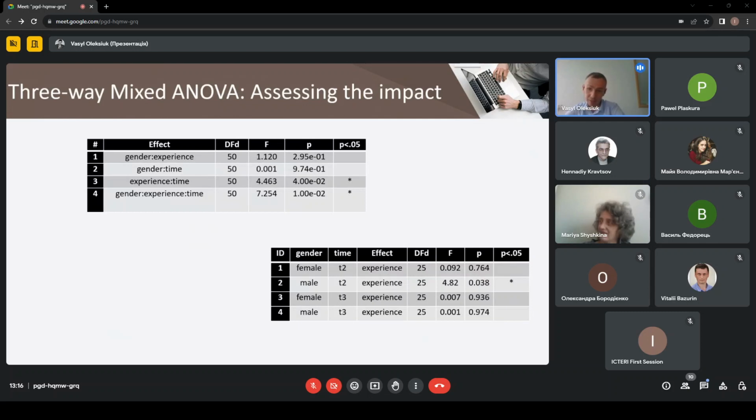This confirms that there was an impact from previous experience of using Linux in male students in the second stage of the course. There was no significant difference between the groups of women with and without experience at both stages of the study. To determine which levels of the dependent variable are statistically significant for this interaction, we have performed post-hoc tests, such as two-way interaction tests at each time level.